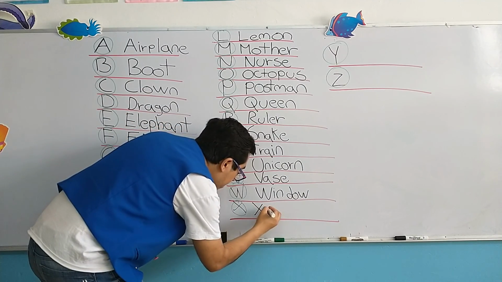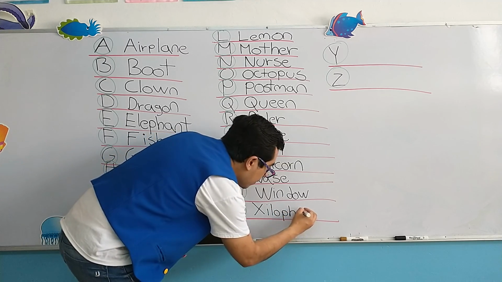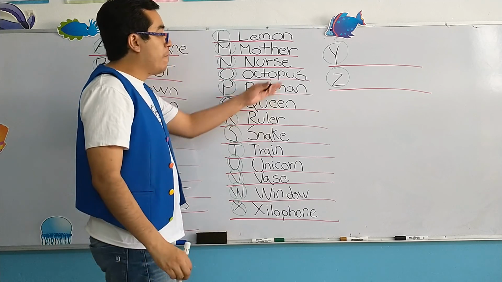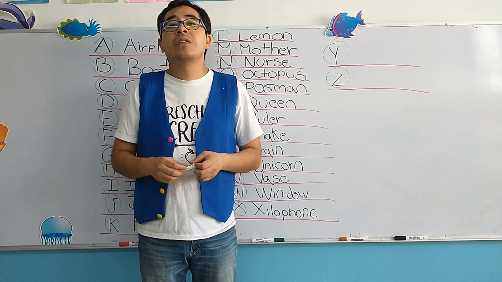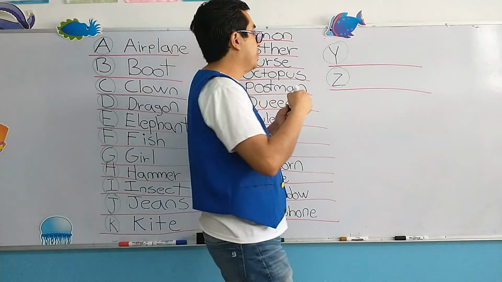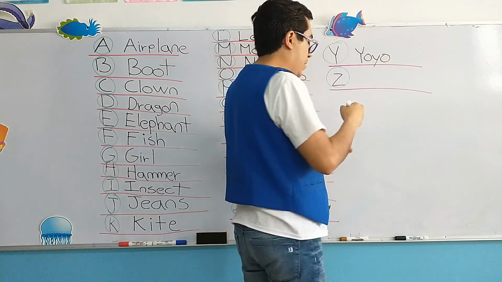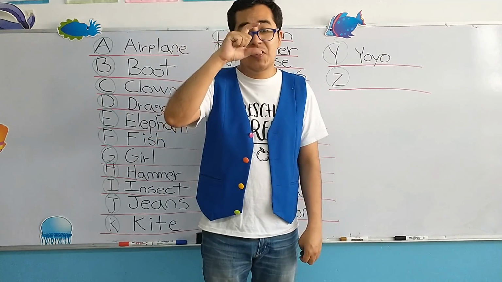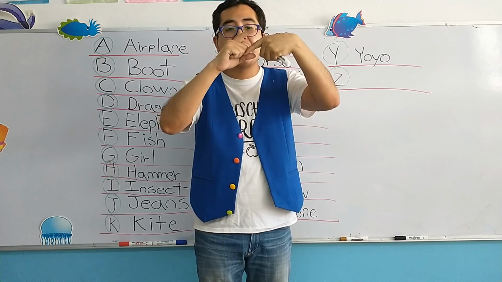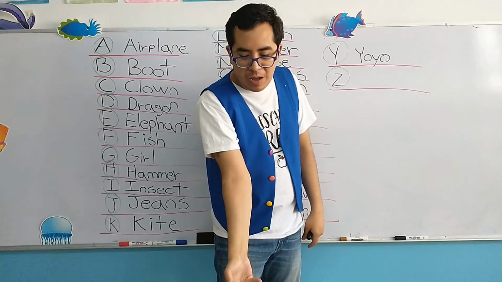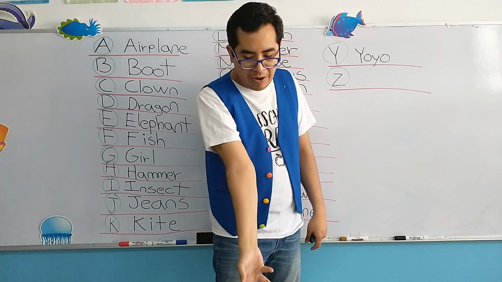Xylophone. For capital Y, we have a toy called yo-yo. Remember the yo-yo? It's a toy like this size in form of a circle, okay, that has a string, so we can throw it down and then up, down, up, down, up.